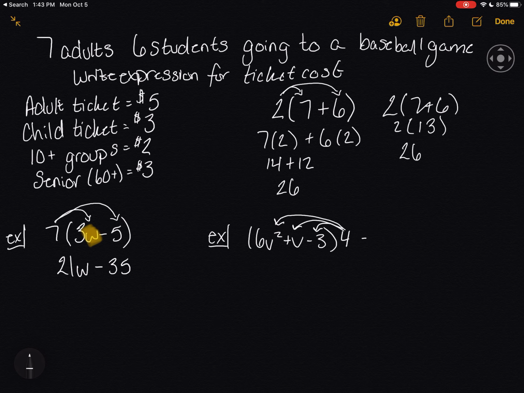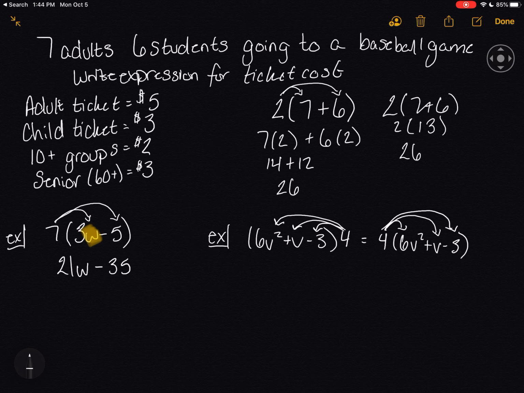So I could say the same thing, that these would be equal to each other. So I could say that 4 times 6v squared plus v minus 3 is exactly the same thing as saying 6v squared plus v minus 3 in parentheses times 4. Both of those mean the same thing. You're going to do the same thing. You're still going to distribute because I have those variables. It's just in a different order. We used that commutative property there.